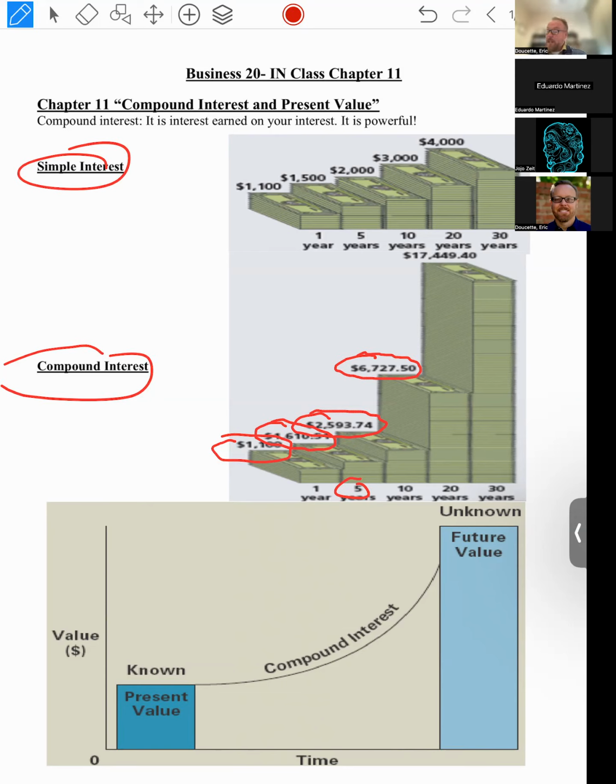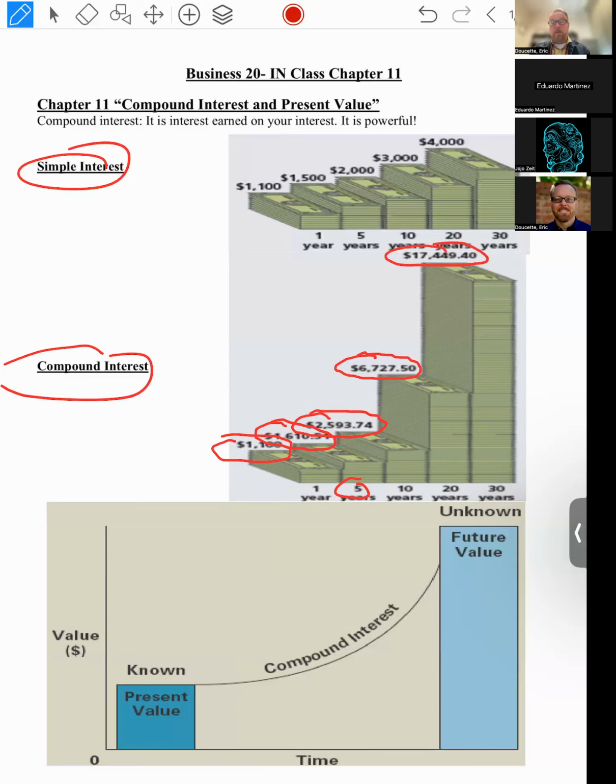If you continue on leaving your money in there, this is the same $1,000, by the way, that you put in at the very beginning. At the end of 30 years, you have almost $17,500, compared to what with simple interest? Only $4,000 total. So you definitely earn a lot more with compound interest. The longer it's in, the more interest you've earned, and the more interest you've earned, the more interest you're going to earn on your interest. That's why we call it compounding interest.